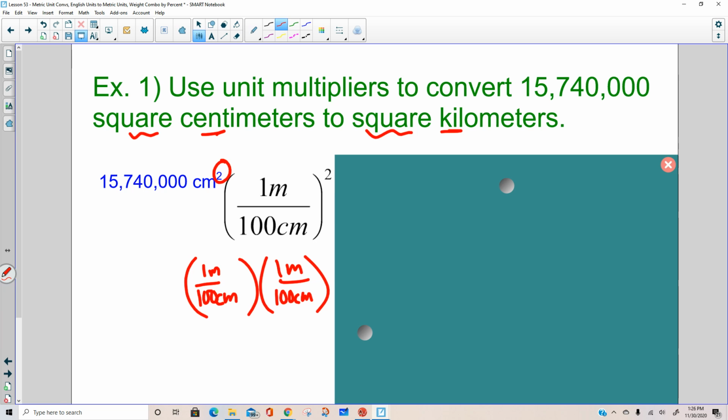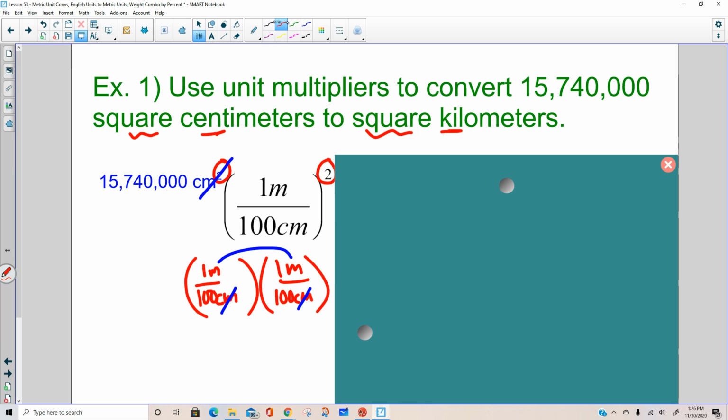And that's important because when I go to cancel my units, like I like to do as I go, I can cancel what I'm starting with, square centimeters. I have 2 of them. I cancel 2 units in my next step. And that leaves me with 2 meter units, which is meters squared. So follow along with me at the top. Instead of writing 1 meter over 100 centimeters twice, I'm going to write it once, and I'm going to take it to the second power.